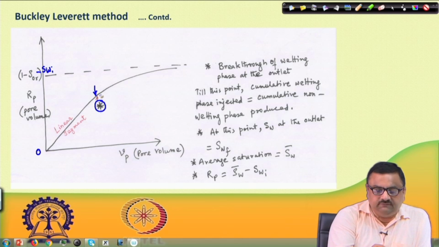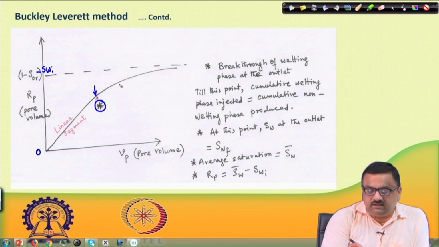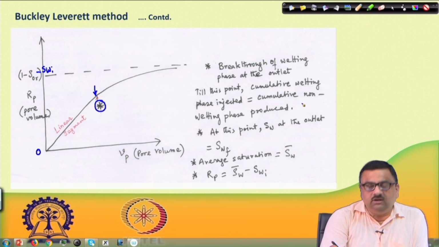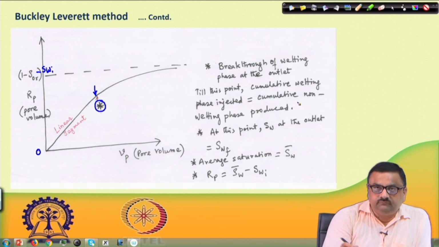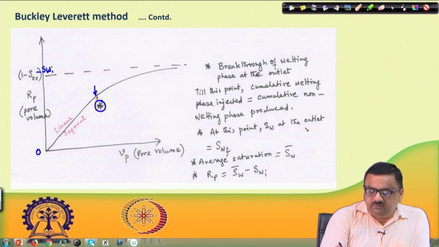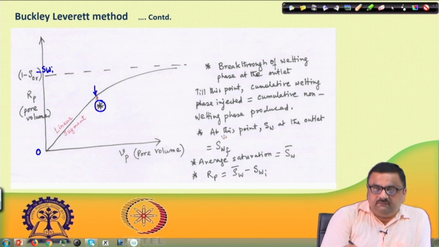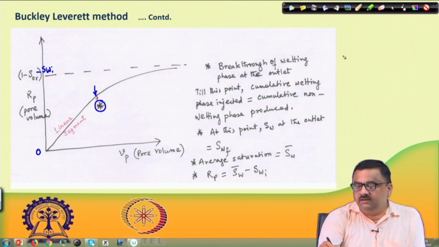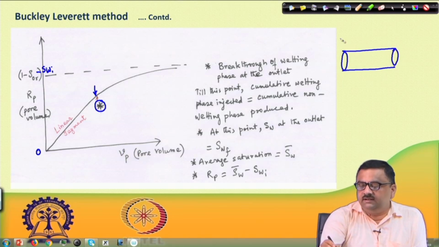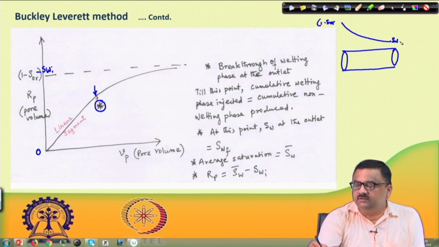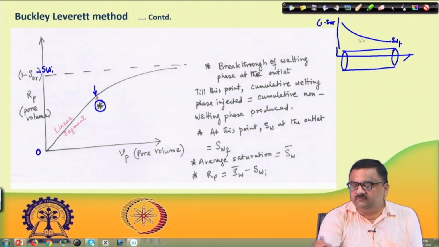That is why the curve deviates from the straight line, and till this point cumulative wetting phase injected equals cumulative non-wetting phase produced. At this point Sw at the outlet is Swf. Regarding the average saturation at this point, I have the porous plug, and the front has reached. So, this is 1 minus Sor and this is Swf.